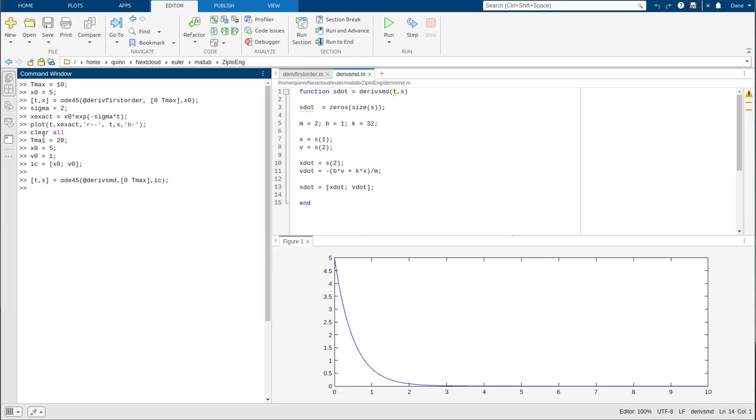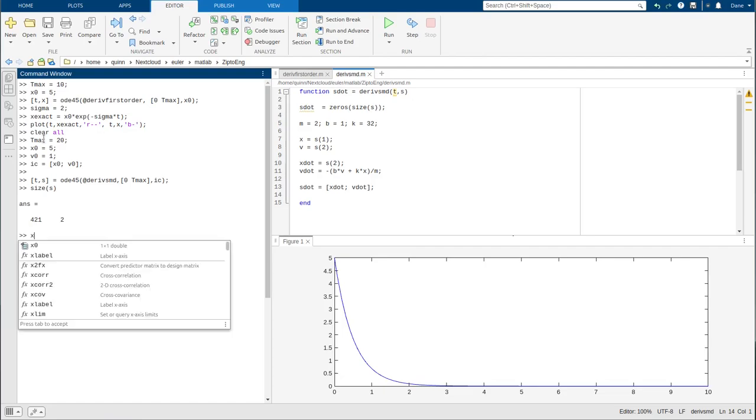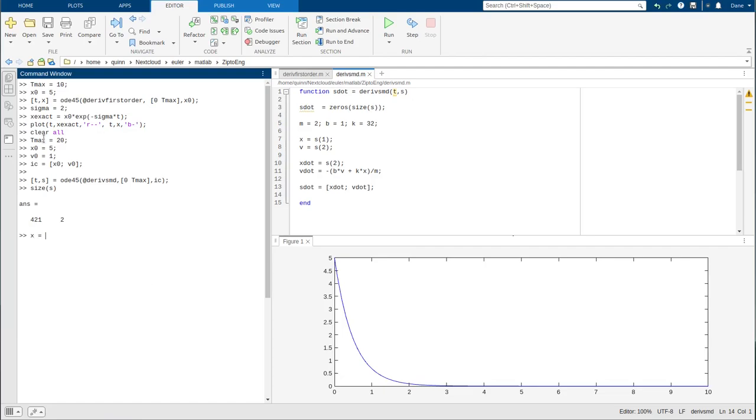Again, for readability, just so we are aware, if I look at the size of S, that's our solution, it has 421 rows and 2 columns. So for readability, I'm going to say that X is equal to all the rows in the first column of S. Again, careful to put semicolons so it doesn't flood my screen with output. V is equal to S, all the rows, the second column.